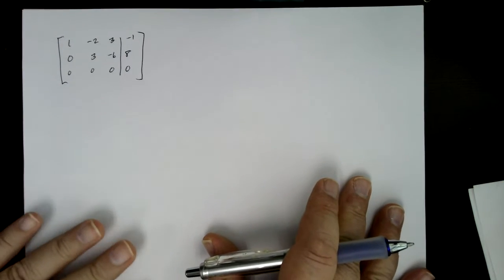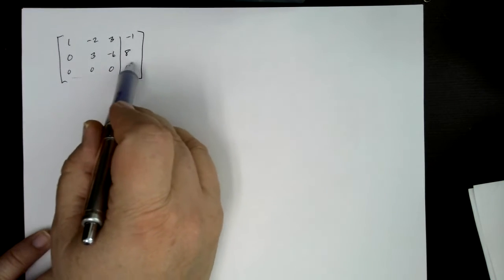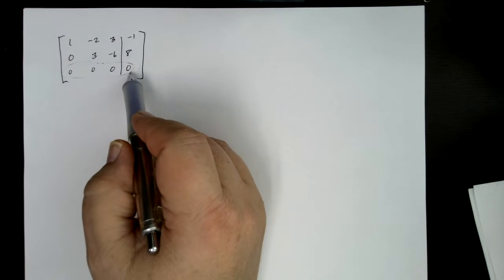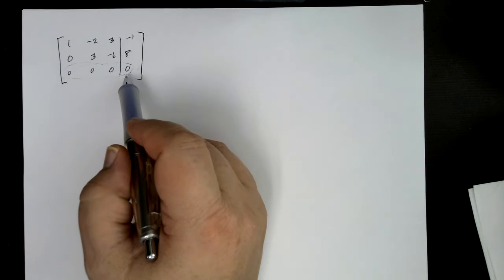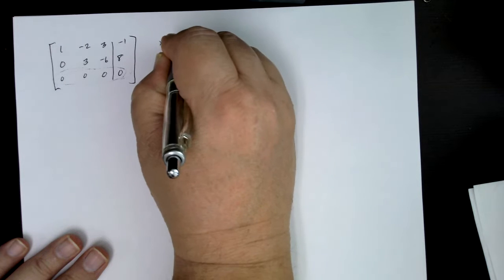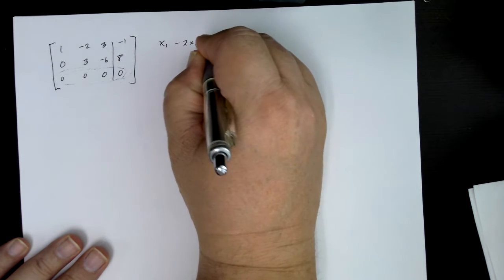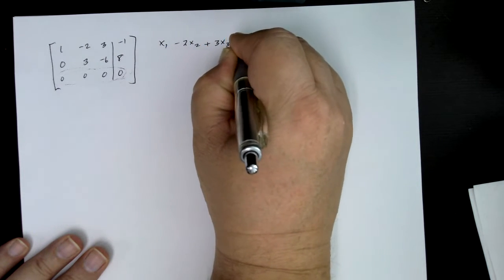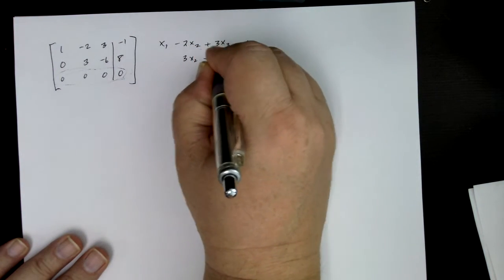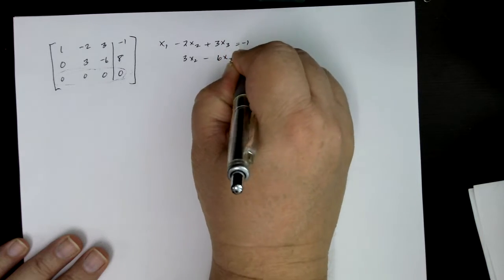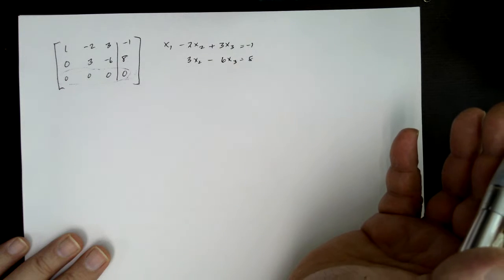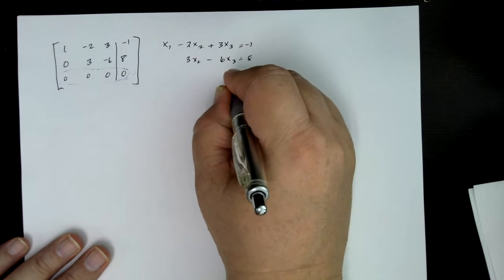Okay, so this is just picking up where we left off. We said that this is the case where this all ended up being 0 instead of having a non-zero value there. What happens in this case? Well, remember what this equation says. This says that x1 minus 2x2 plus 3x3 equals minus 1, and then 3x2 minus 6x3 equals 8. So therefore, x3 is actually a free variable. So we could just write x3 as free.